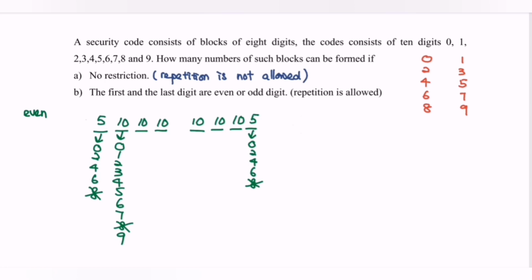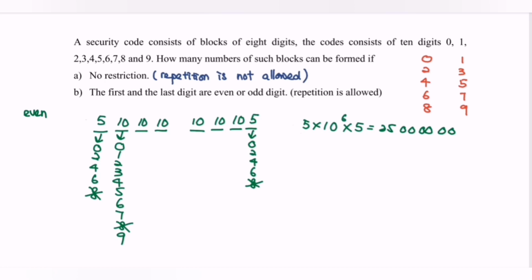So as a conclusion, 5 multiplied by 10 to the power of 6 multiplied by 5. So the answer will be 25, and then we have 6 zeros. So that is the situation for the first case, where the first and the last digits are even digits.